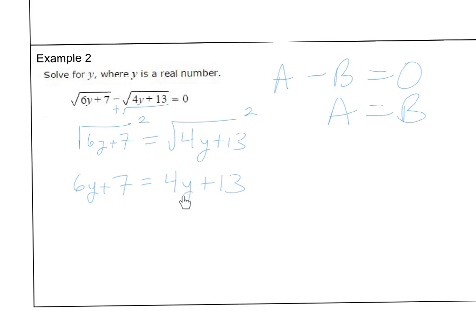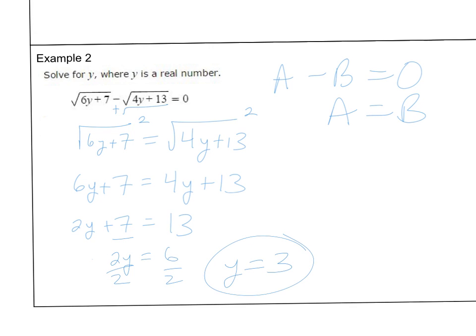I would recommend moving this 4y to this side first by subtracting it from both sides. That would give you the equation 2y plus 7 equals 13. Now to get this y by itself, we're going to go ahead and subtract that 7 and then divide by 2. So if I subtract 7, I get 2y equals 6. And then if I divide both sides by 2, we get y equals 3. So there appears to be just the one answer.